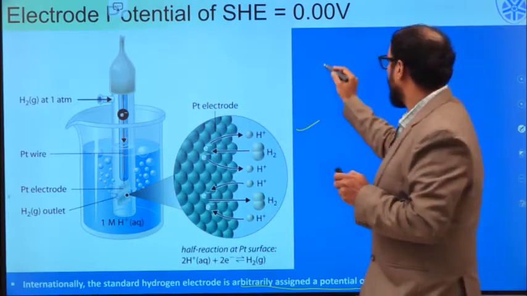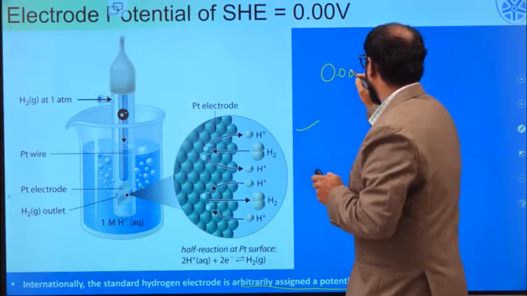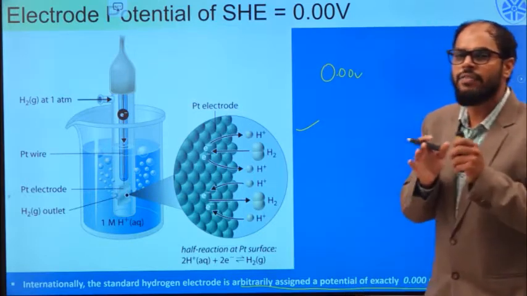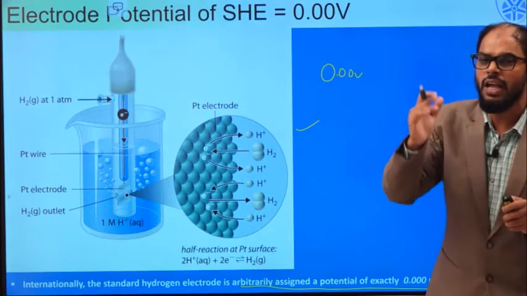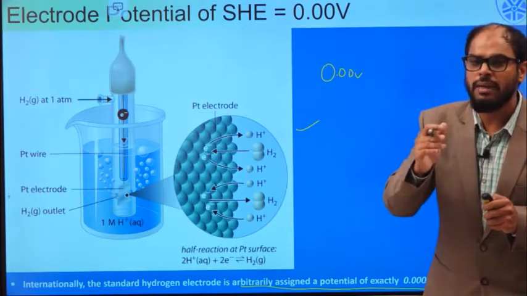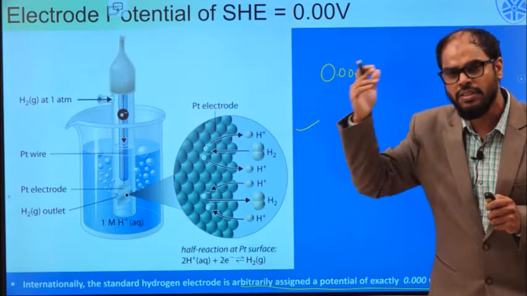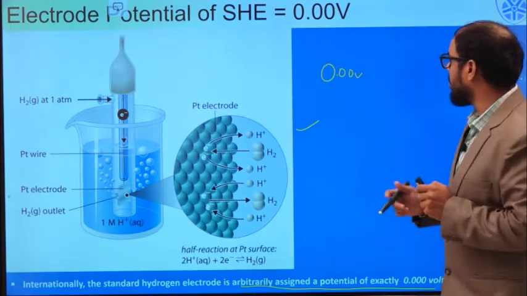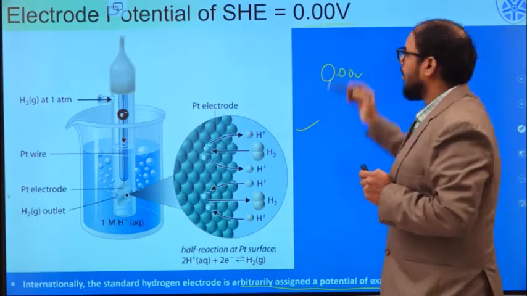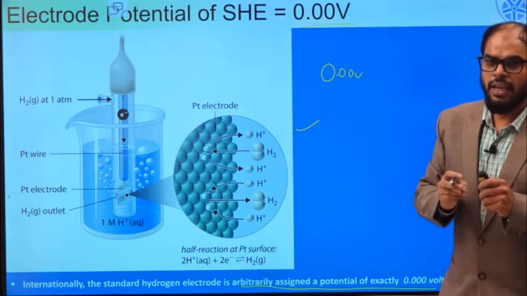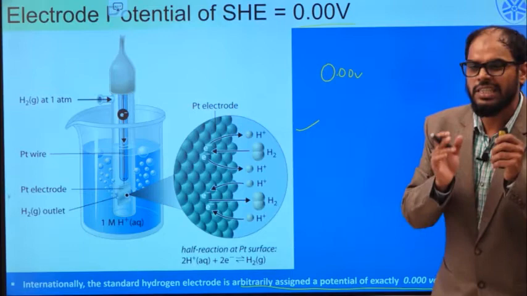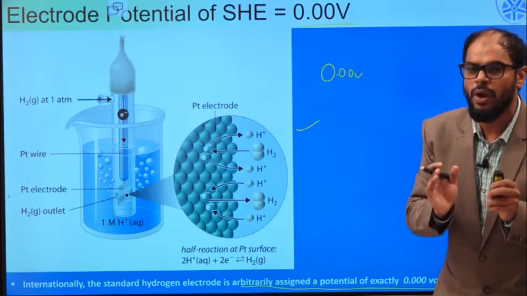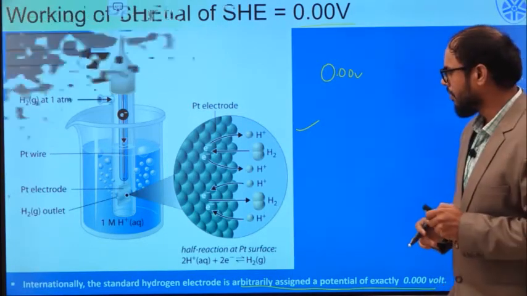This 0.00 volts will be a standard reference value to determine the electrode potential of any unknown electrode or any metallic strip which is in equilibrium with its metal ions. This has to be memorized by every student. For an SHE electrode, the electrode potential at standard condition is 0.00 volts.